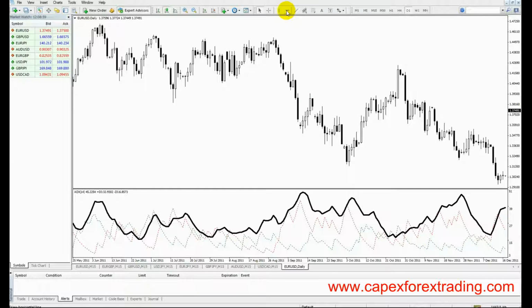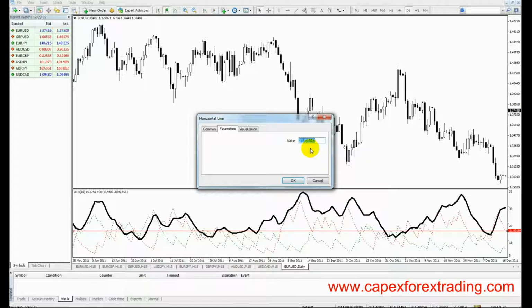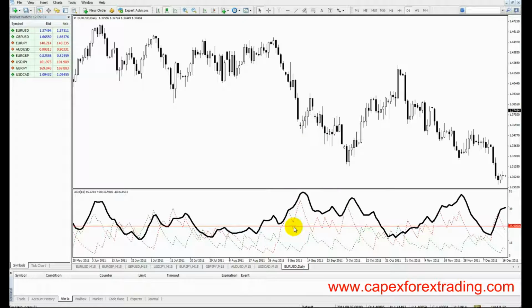So what we're going to do is draw a horizontal line at the number 25. So we're just going to adjust the values here, press OK, and double click for that line to stick. Now, we're looking for two things with the ADX indicator. The first thing we're looking for is for the indicator to cross the 25 line that we've just drawn. The reason for that is because the cross tells us that a trend is likely to begin in the market.